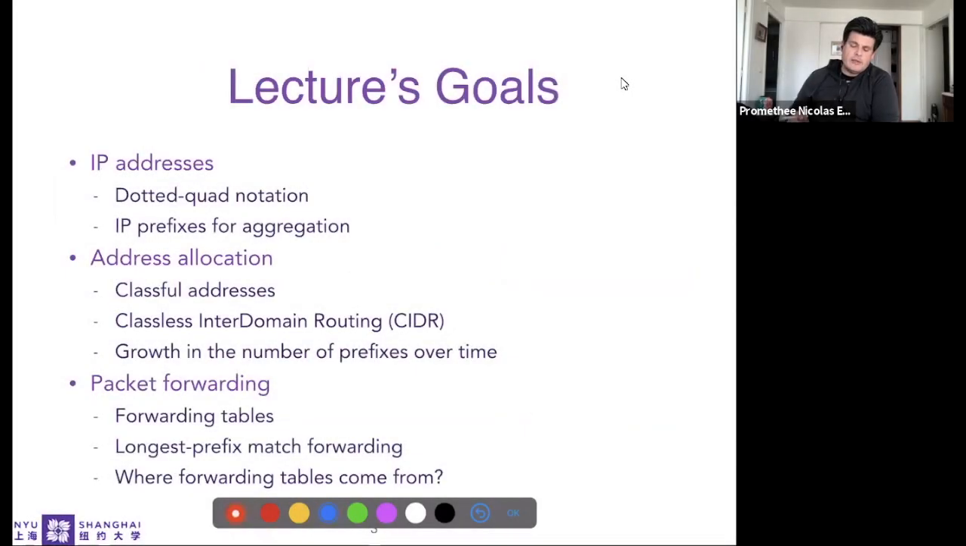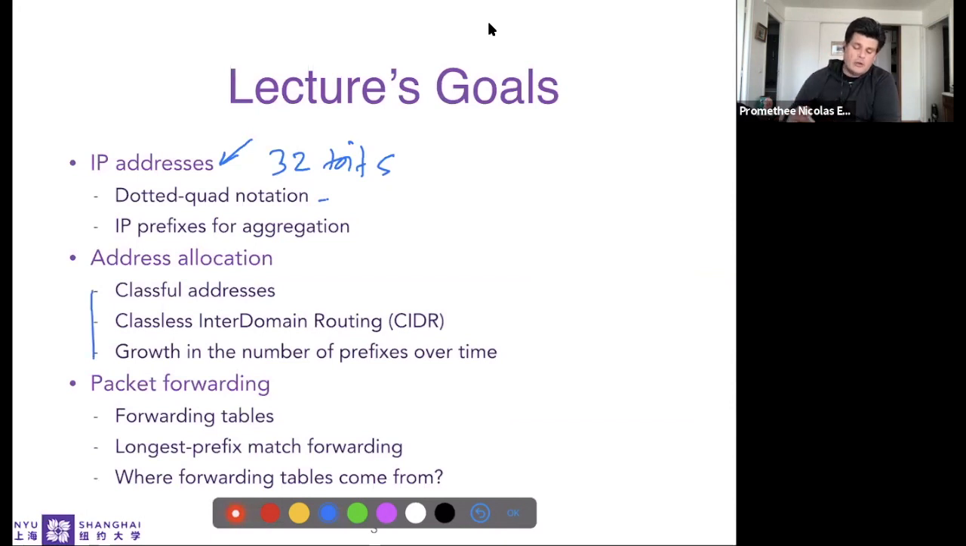The goal today is to understand the IP addresses. First of all, what is a notation? We're going to see that there's a special notation, given that the length is 32 bits. We're going to understand that the IP addresses are hierarchical, which means that we have a prefix, and we're going to understand how we allocate or learn about the prefix. The remainder part of the IP address is a host ID.